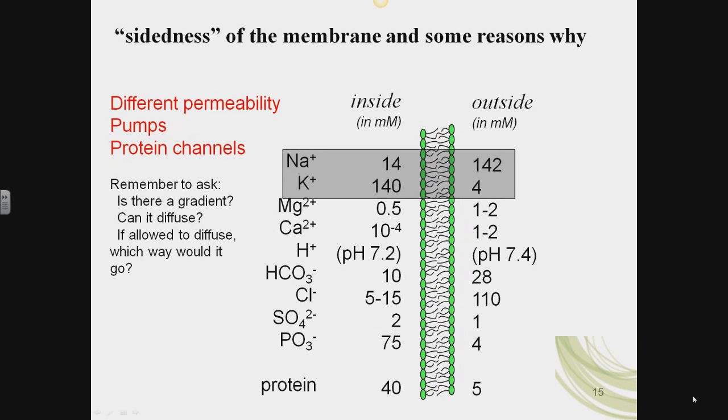So it's very important for you to understand, number one, we have this sidedness of the membrane, different amounts of things found on either side of the cell membrane. Another way of saying that is there is clearly a gradient, a high side and a low side for these electrolytes. So there is a gradient. The next thing that you need to understand is the idea of diffusion.